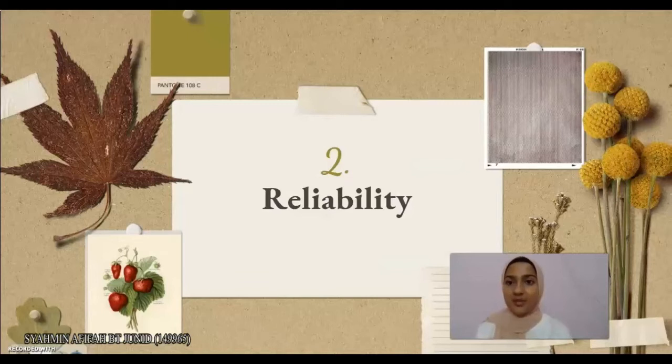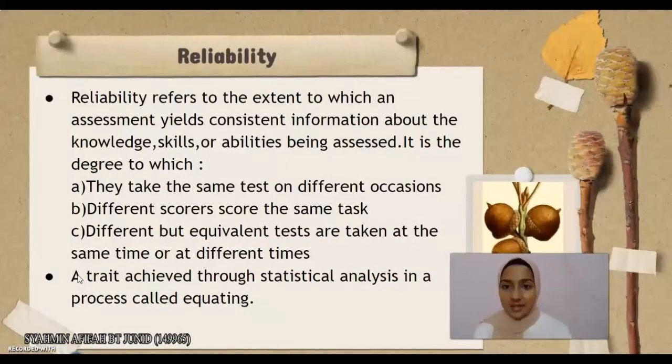My name is Syahmin Afifah binti Junid, and I will be continuing the presentation by elaborating on the characteristics of a good assessment. So another characteristic of a good assessment, aside from validity, is reliability. Reliability is concerned with the consistency, stability, and dependability of the scores. Basically, it is the degree to which students' results are the same when they take the same test on different occasions, when different scorers score the same test, and when different but equivalent tests are taken at the same time or at different times.